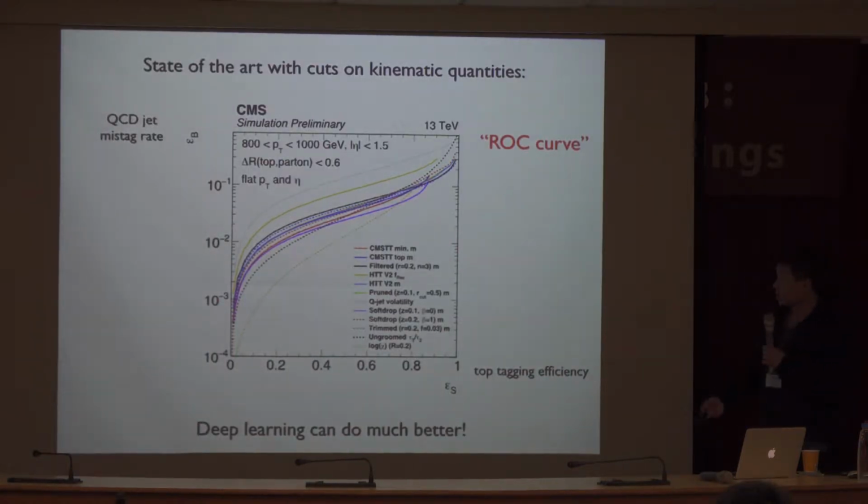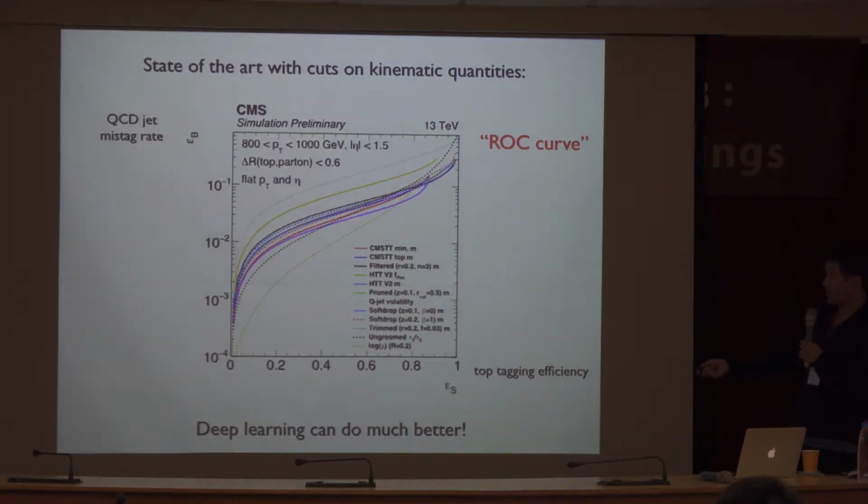Okay, so these variables have been studied extensively for many years, and this is a paper from CMS summarizing the state of the art that you can achieve when you do simple cuts on these kinematic variables. And this is, I think Spencer introduced this in his talk already. This is an example of what's called a ROC curve, which will feature throughout the talk. It's a way of characterizing how well your classifier is doing.